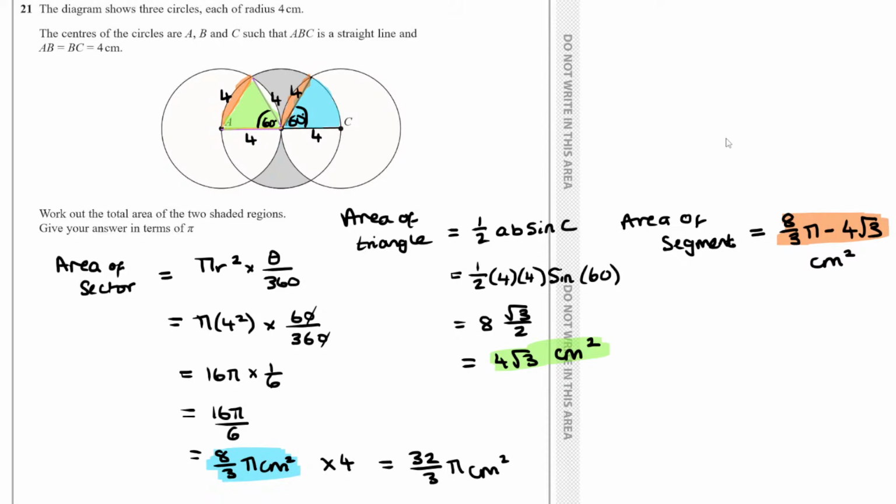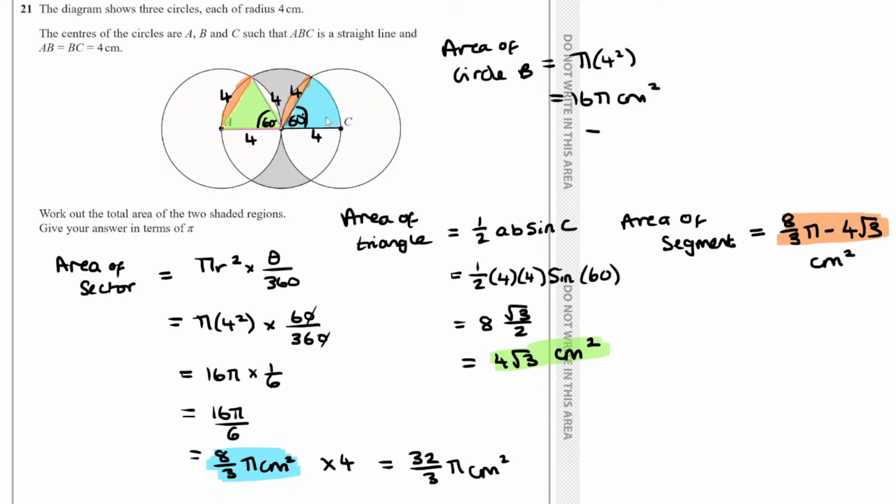So, the area of circle B as a whole is just pi r squared, isn't it? The radius is 4, so that is 16 pi. That's the whole of circle B. Then I want to take away the bit that isn't shaded.